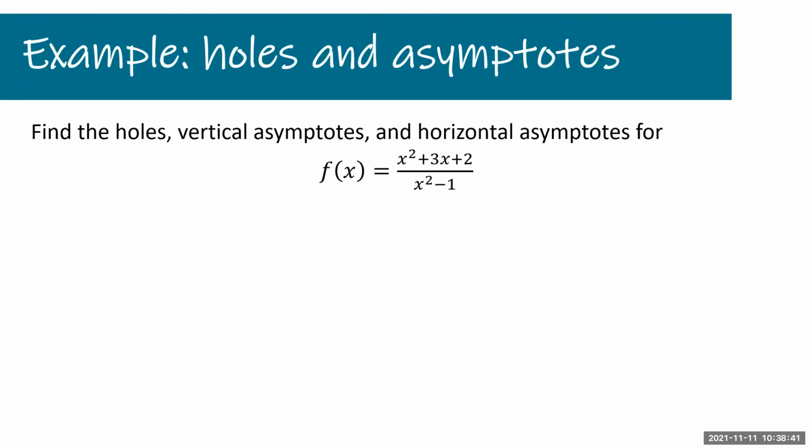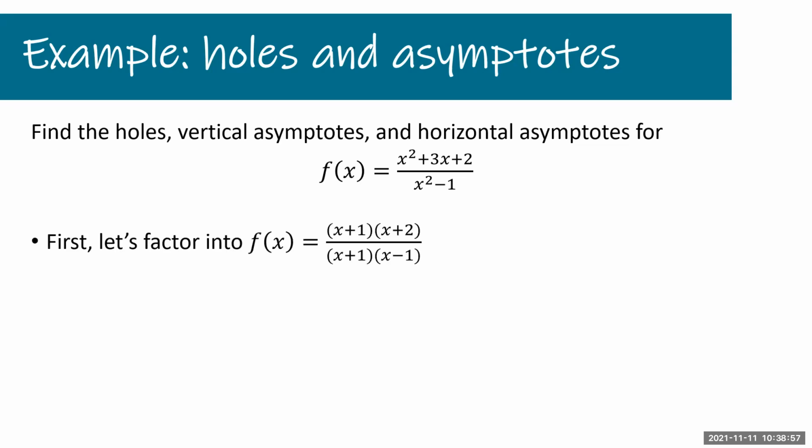Now that was a lot of information, but this gets easier just working through it with an example. So here's a rational function, and we want to find the holes, vertical asymptotes, and horizontal asymptotes. So let's start with holes. Let's start with factoring the top and the bottom. If we factor the top, we see it's x plus 1 and x plus 2. The bottom is x plus 1 and x minus 1.